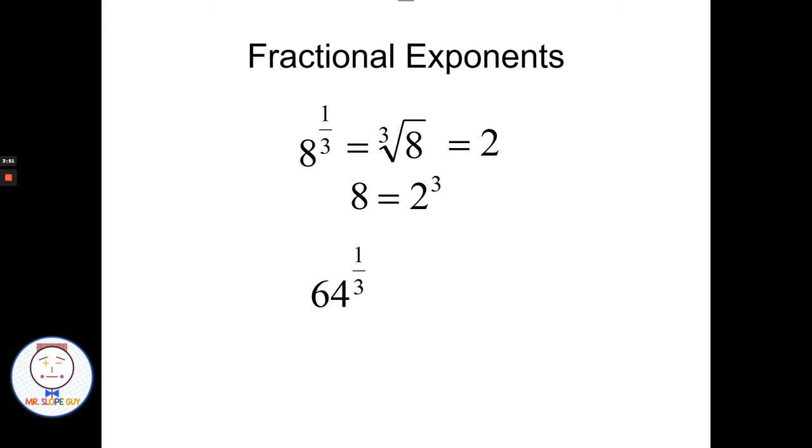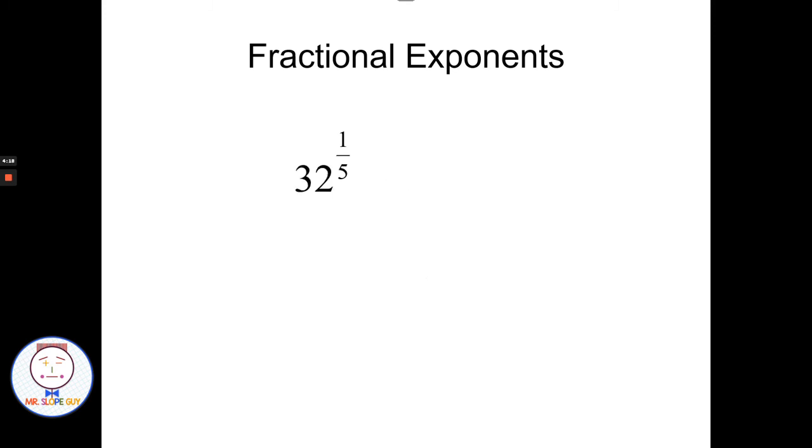How about 64 to the 1/3? Well, that 3 on the bottom is asking for cube root. So cube root of 64, 4 to the third is 64. So 64 to the 1/3 is 4. On this one, we just skipped even writing the radical sign because we knew 1/3 was just asking for cube root. Most of the time I would show that step, I would show it as the cube root of 64 and then 4, particularly as we just get started on these.